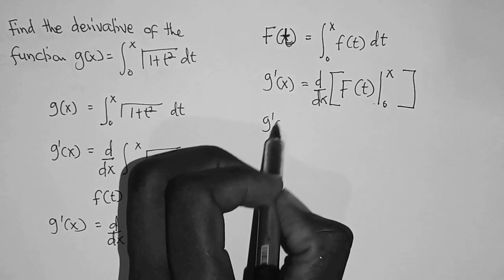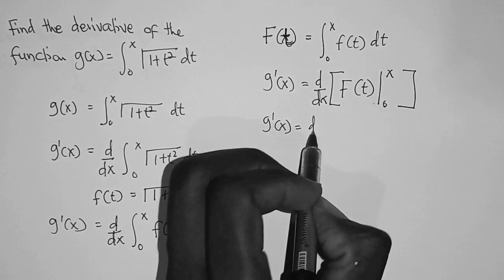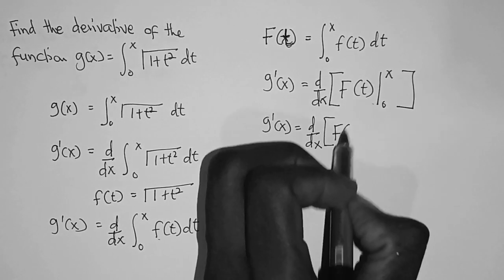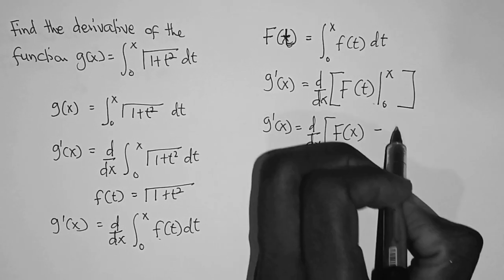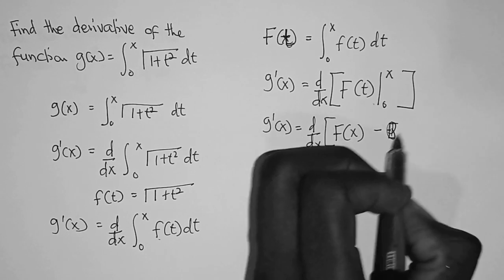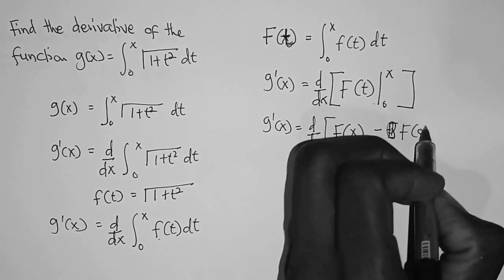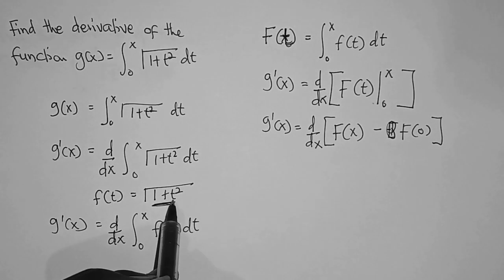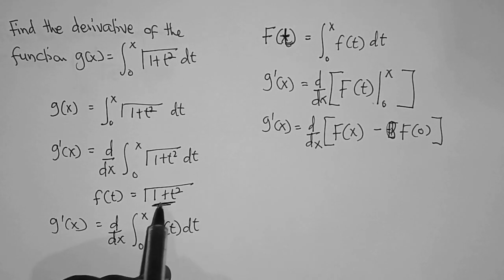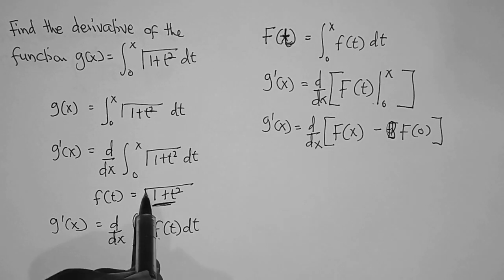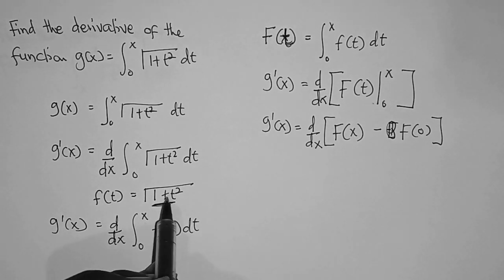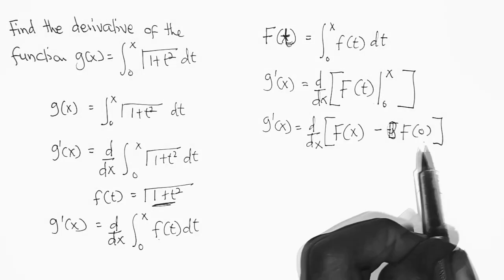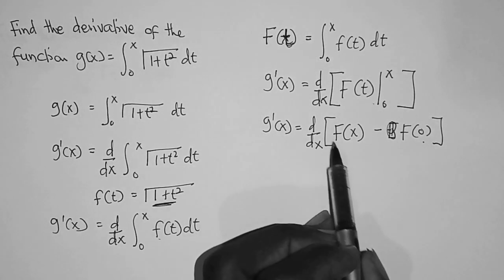So g prime of x is equal to d dx of capital F of x minus capital F of 0. Now, look at this function. If we insert 0 into this function, you see that we are going to get a constant. It is going to be square root of 1 plus 0 squared, which is 1. Now, if we take the derivative of a constant, you get 0.